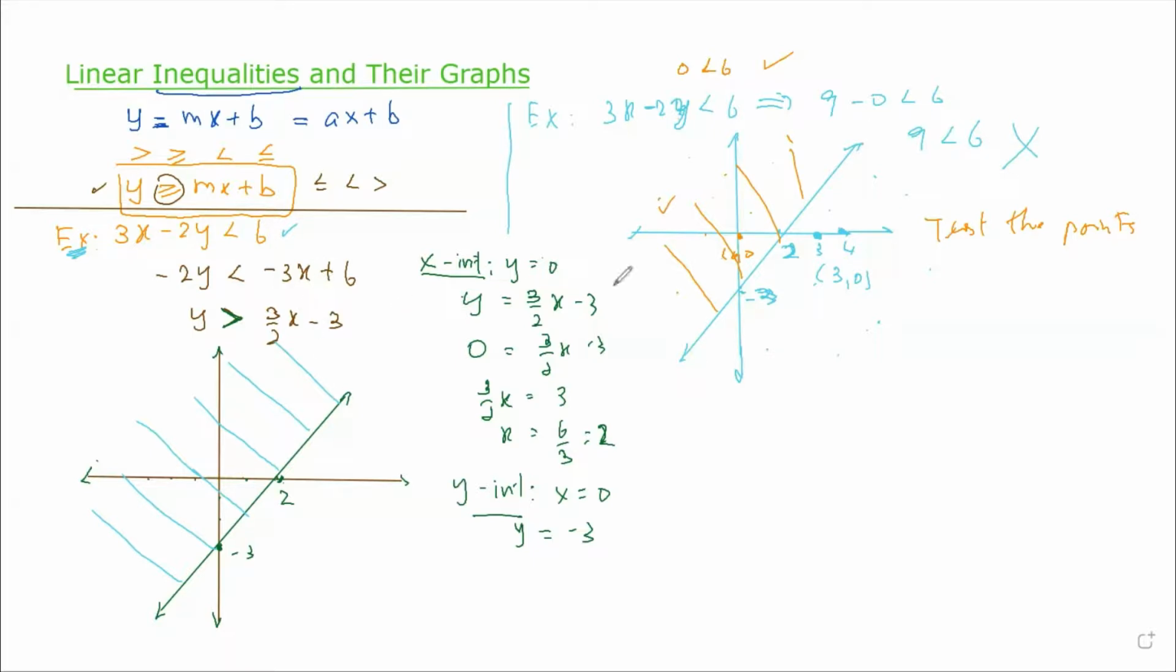But if you don't want to do the testing point way, you have to move into this pattern, with y on the left-hand side and the other terms on the right-hand side, and then you see the sign. If it is greater than, you shade above right away. If the sign is less than, then you shade below. That's it. So maybe we try more examples.